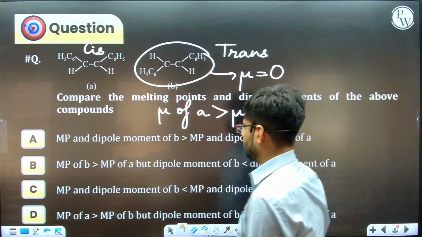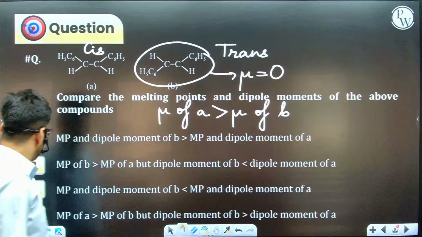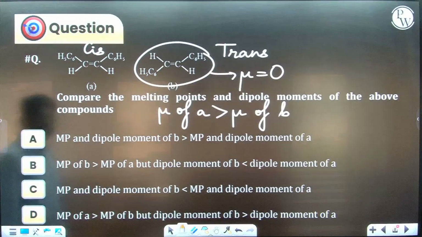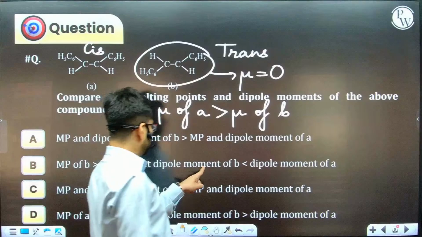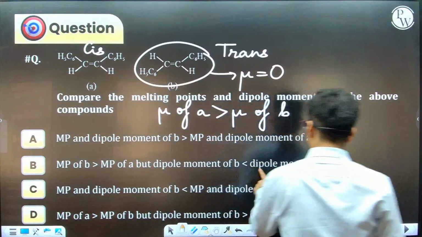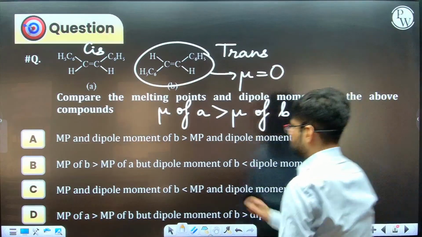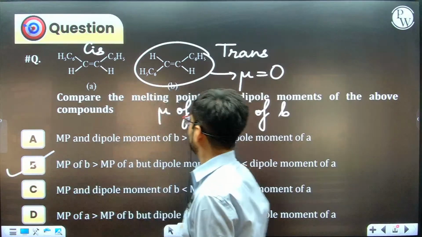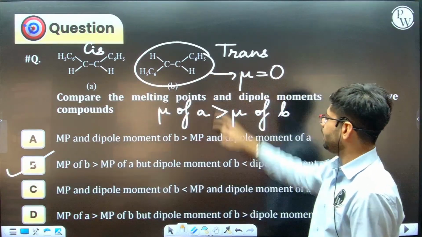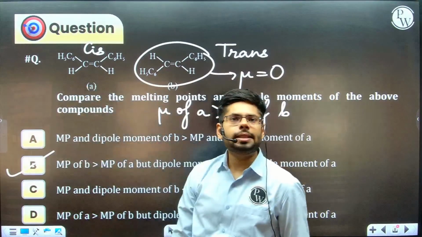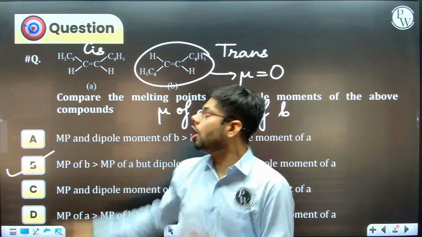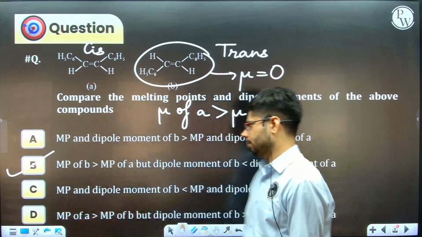So let's see which option is the correct answer. Melting point of B is higher than melting point of A, but dipole moment of B is less than dipole moment of A. So true. B is the correct answer. Dipole moment of B is 0, right? It's symmetrical. And this is a polar molecule. Polar means dipole moment is not 0. Non-polar means dipole moment is 0.